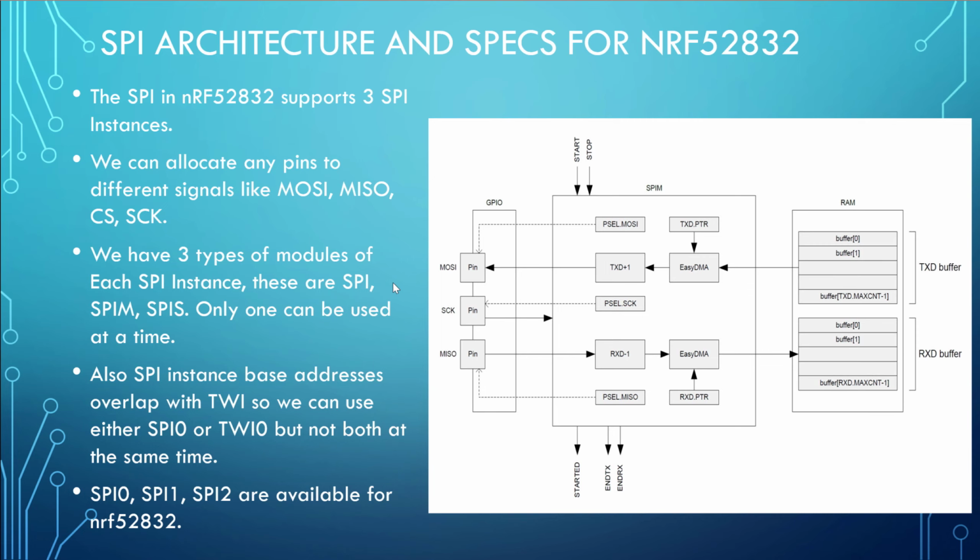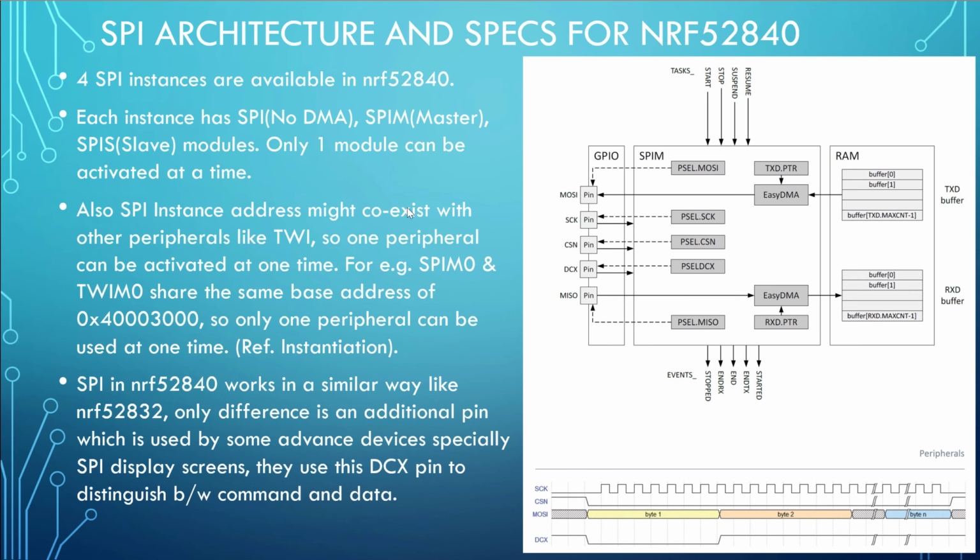So let's see the nRF52840 architecture. It's a little bit of an enhanced architecture, and here in nRF52840 we have 4 SPI instances available, and each instance has a SPI, which is simply without DMA, and SPIM, which is master, which can even use DMA, or without DMA it can still work. Basically these are non-blocking SPI modules, SPIS and SPIM, whereas SPI is basically a blocking module because it puts the processor in the wait state until the communication is finished.